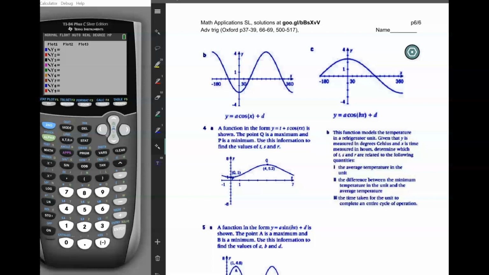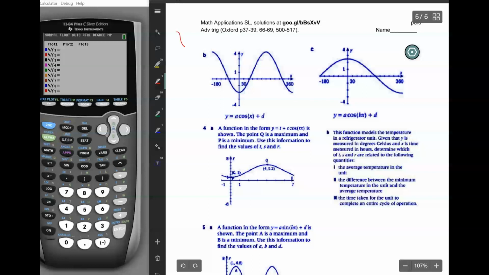Okay, here we are on page 6, which is the last page of advanced trig. Some more practice on interpreting trig models. So here in the first picture, we have what they say is a cosine function. It's kind of funny because this does not look like a cosine function.